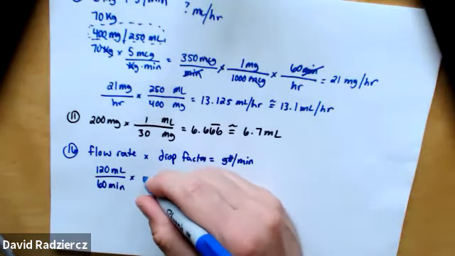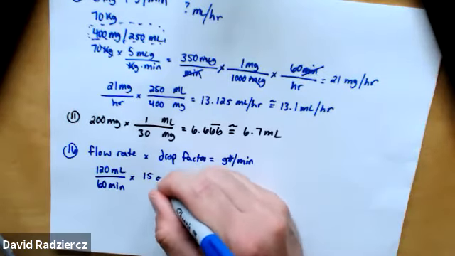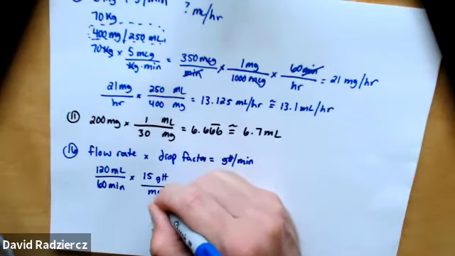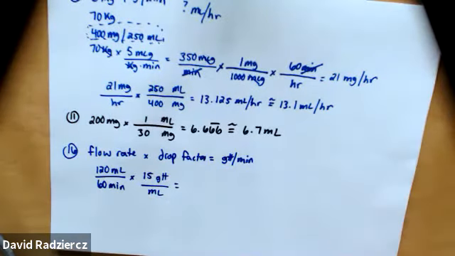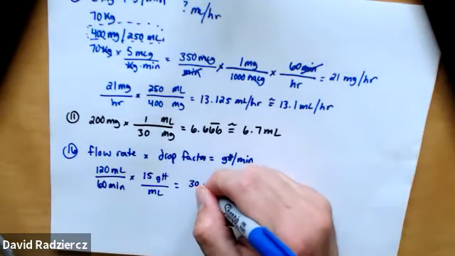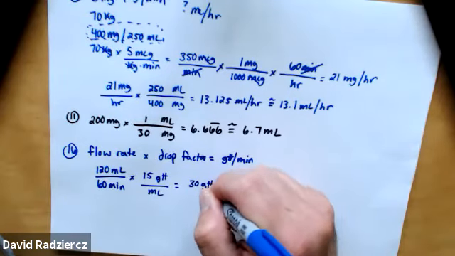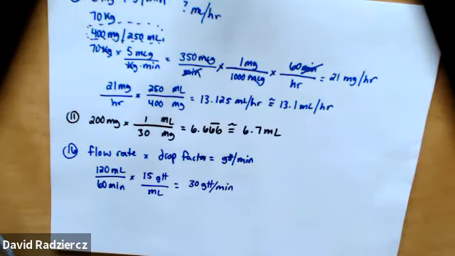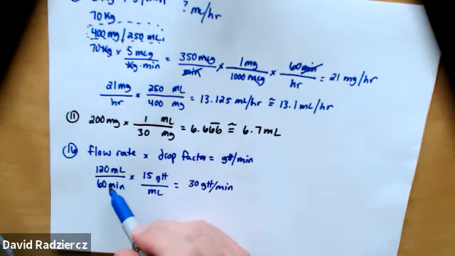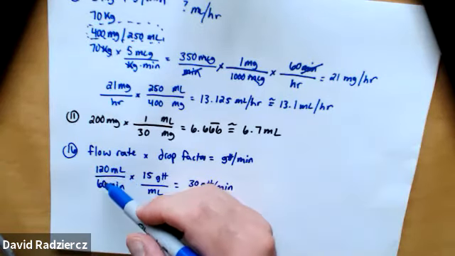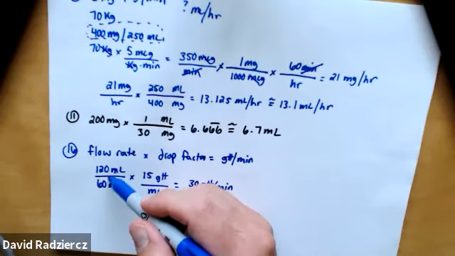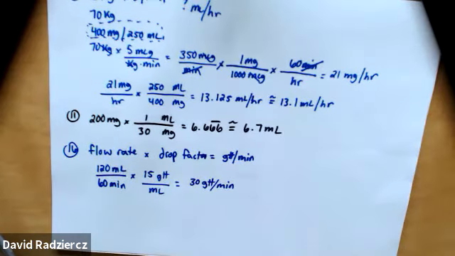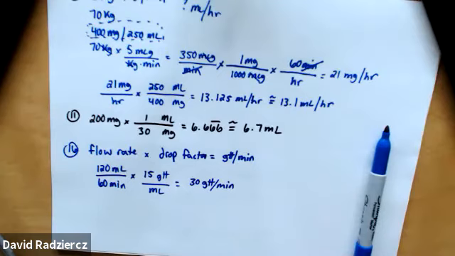Then I'm going to multiply by the drop factor, which is 15 drops per milliliter. And then I'm going to get 30 drops per minute. You would just calculate 120 times 15 divided by 60, and that would give you the answer. Or what I did in my head is I reduced 120 over 60. So 2 times 15 is how I got to 30, just in case you were wondering about my thought process.